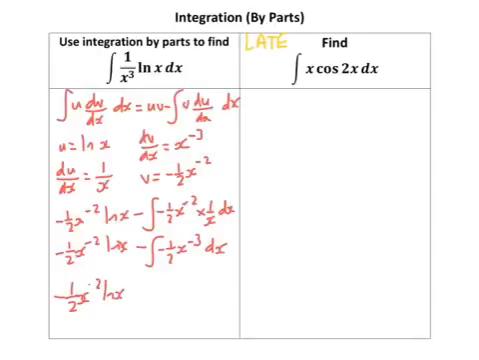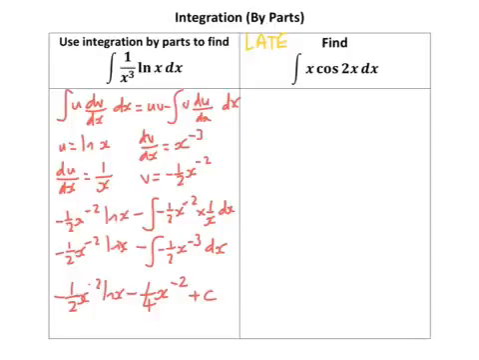Okay, and it's going to end up being, you've got to be careful with your negatives here, minus a quarter x to the minus 2 plus c. Right, and I wouldn't bother trying to simplify it from there, that's perfectly alright then.